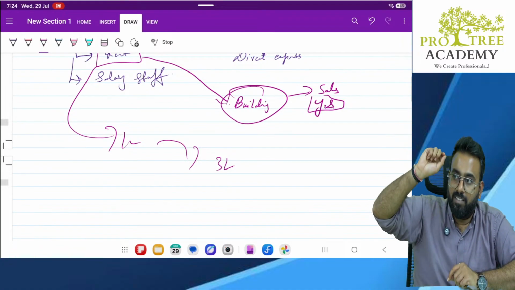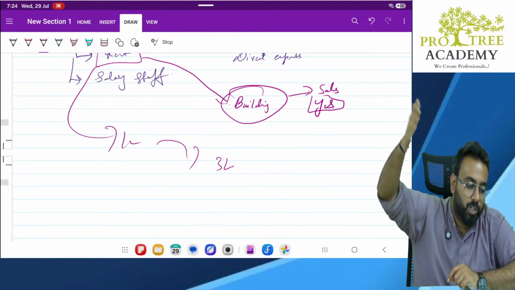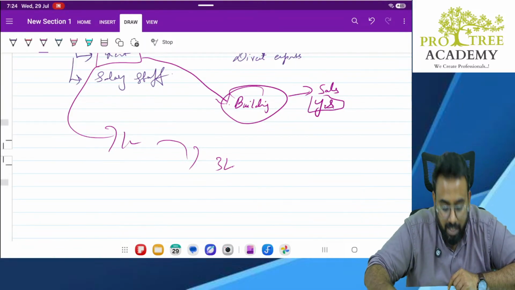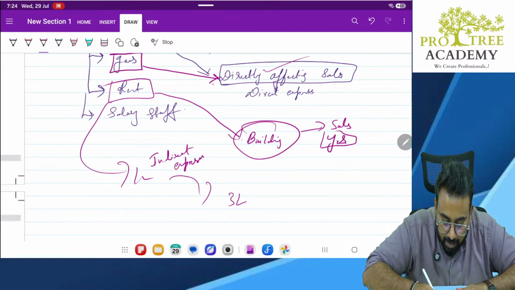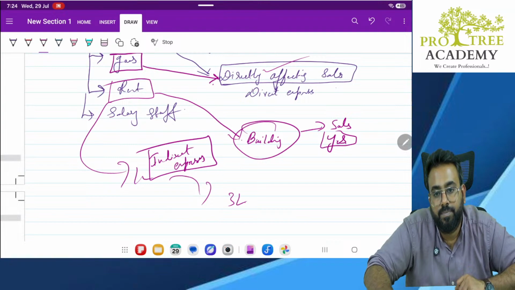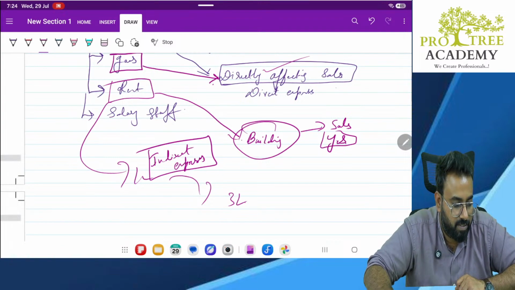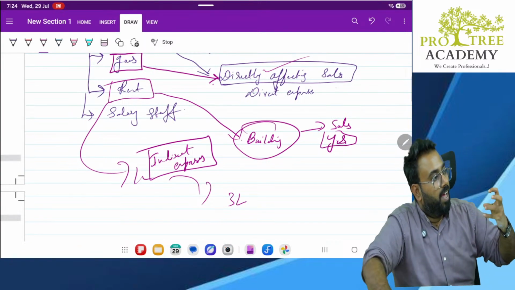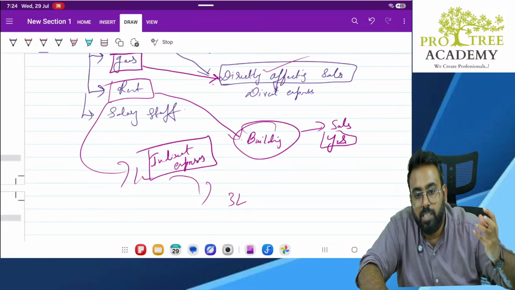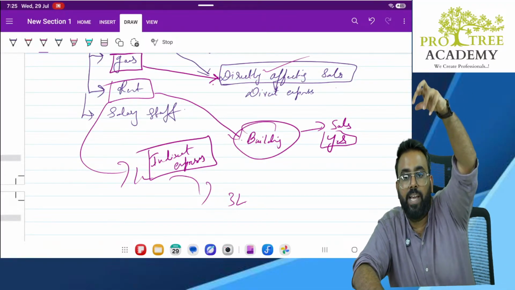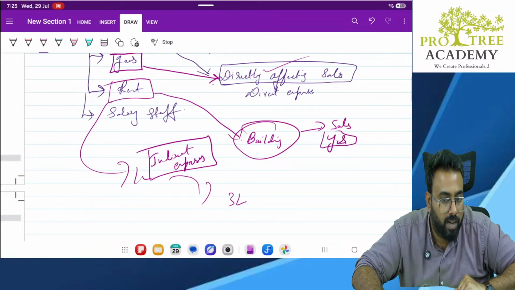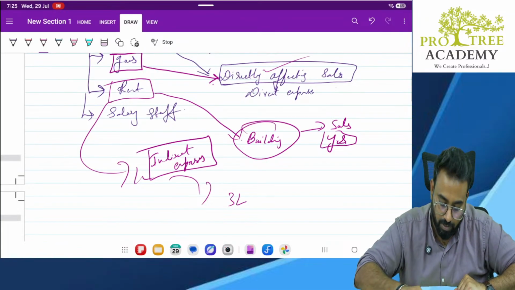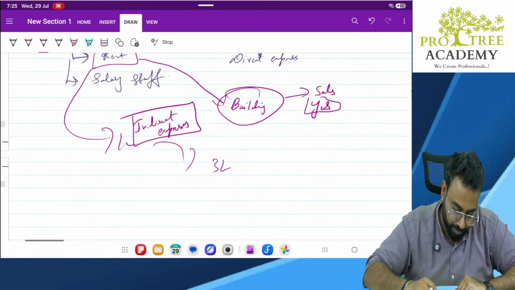So rent is not directly proportional to your sales. That is why rent is called indirect expenses. What expenses? Indirect expenses. That means the expense is not having any impact on my sales or on my purchases. Clear everybody? Yes? Okay. Now next example.